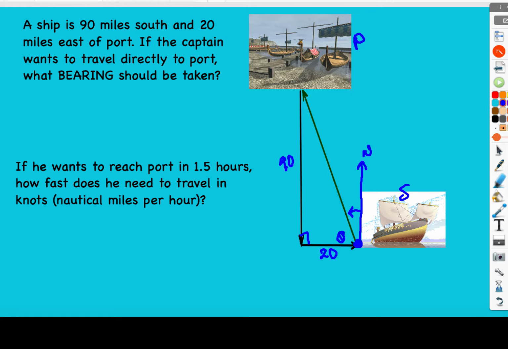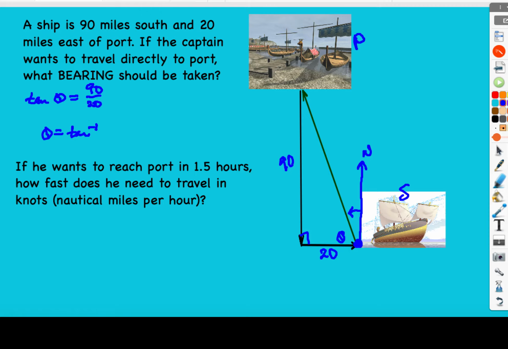So let's start with the fact that theta is opposite the 90. It's adjacent to the 20. This is a great time to maybe use a tangent. So the tangent of theta would be equal to 90 over 20. In order to solve that, we're going to take an inverse tangent.